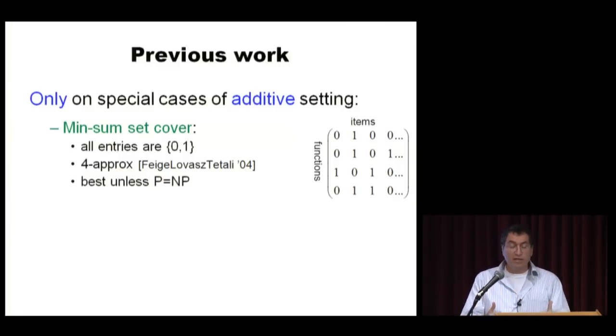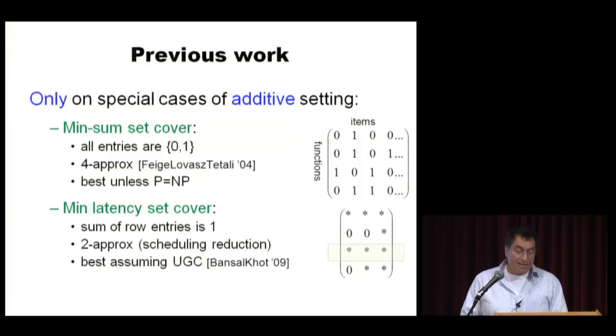So this is actually a special case of our problem where we are looking at the linear, the additive case, and all the matrix is 0 and 1. And actually, Feige, Lovász, and Tetali et al. showed that this problem has a 4 approximation. Actually, the greedy algorithm is a 4 approximation, and that's the best that you can hope for. So this is for this special case.